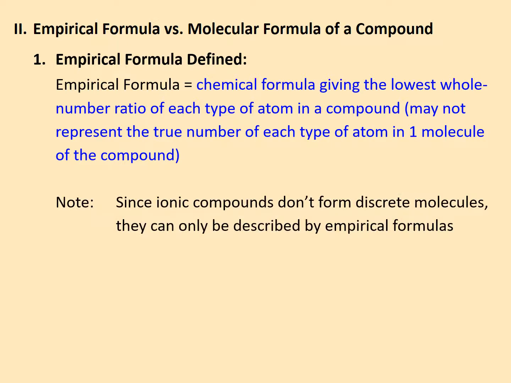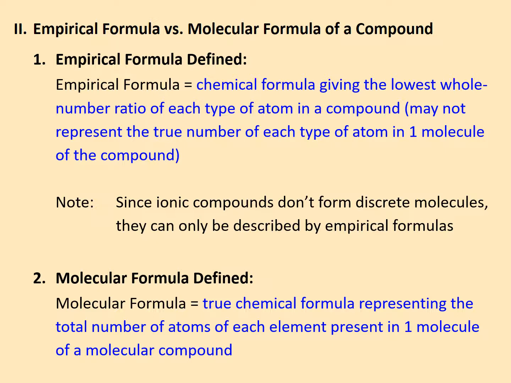It turns out that since ionic compounds don't form discrete molecules, ionic compounds can only be described by their empirical formulas. That is the simplest whole number ratio of each type of atom in one formula unit. Remember, a formula unit is the smallest unit of an ionic compound. Now, for compounds that involve covalent bonds that actually form discrete molecules, for those types of compounds we can talk about a molecular formula. A molecular formula is the true chemical formula representing the total number of atoms of each element present in one molecule of the compound.